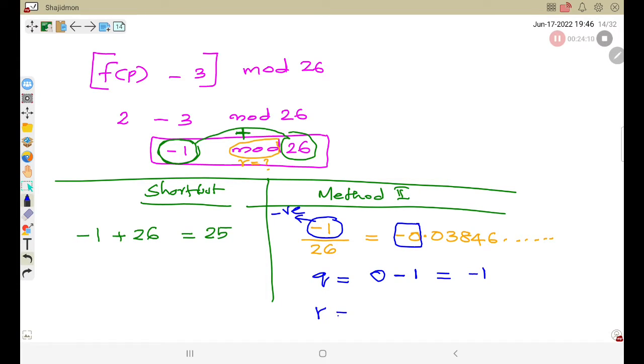What will be the remainder? Remainder, as usual, is the opposite of the quotient, minus 1 opposite is plus 1, multiplied by the divisor 26. So carefully, opposite of the quotient, that means plus 1 multiplied by 26. You will get the same number, 25. We studied this in detail in the 4.2 section. Just for understanding, I did one example here. So prepare more from the 4.2 section, how to find the mod in the negative number case and positive number case.